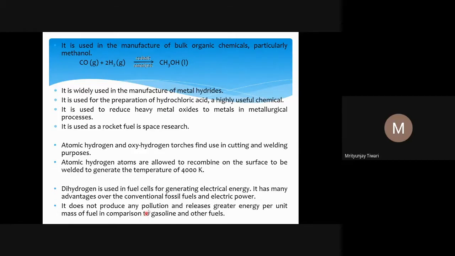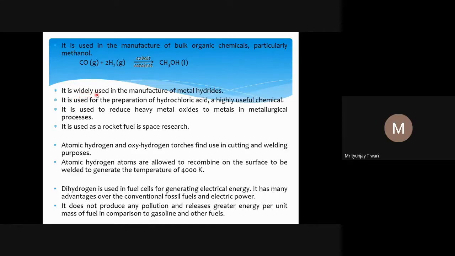Hydrogen is also used in manufacturing bulk organic materials, particularly methanol. This is a reaction we have seen earlier: hydrogen reacts with carbon monoxide gas. Sorry if I said carbon dioxide, it is carbon monoxide gas. When hydrogen reacts with carbon monoxide in the presence of a cobalt catalyst, we obtain methanol. Not only methanol, hydrogen is used in the formation of other organic chemicals as well. A representative example we have seen is the formation of methanol.